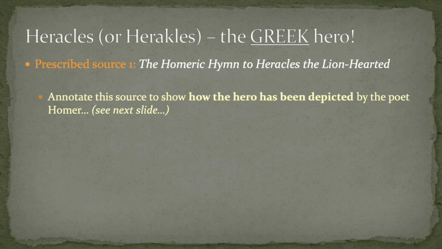They certainly have characteristics that make people think that they are composed by Homer, and they're probably from around the same time. So what we're going to do is annotate this source, which you should have a copy of, although it's also on the next slide, to show how the hero has been depicted by the poet Homer. So we've already looked at how he's been depicted in his stories of his growing up and how he's been depicted in some popular art. Now we're going to see how he is depicted in literature.